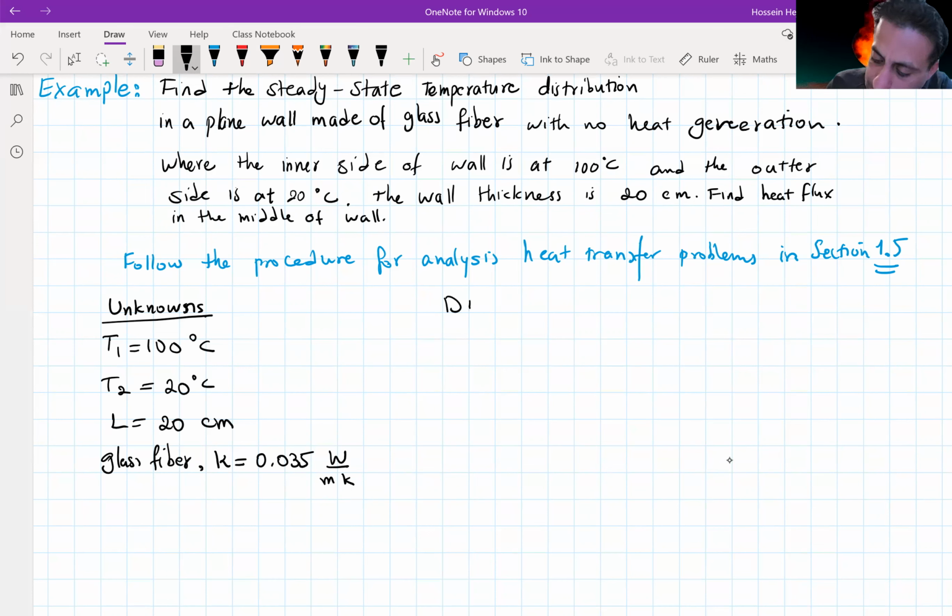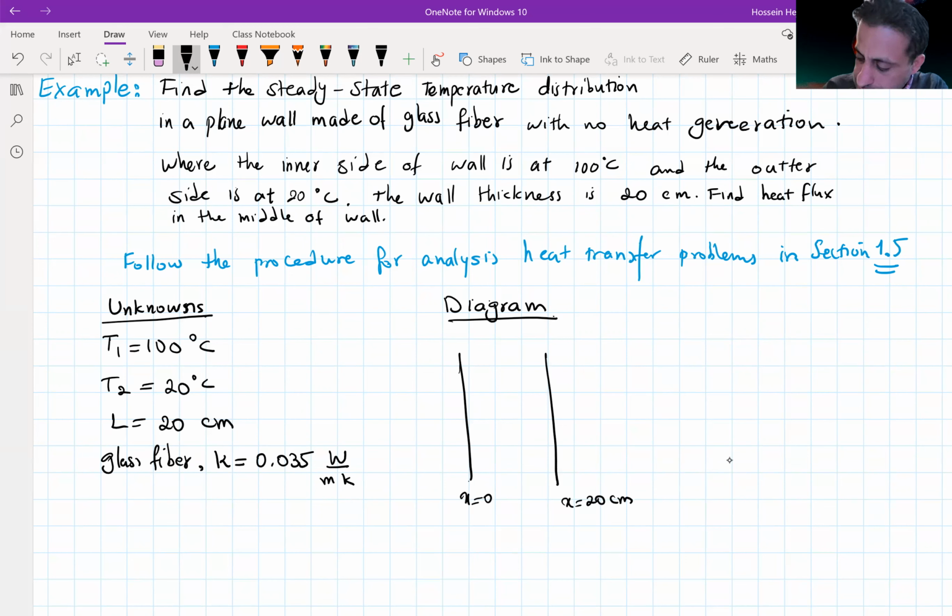Now, the other step is always to draw a diagram. That helps a lot for the problems we are going to look at. So we have a wall. This is x equal to 0. This is x equal to 20 centimeters, the thickness. The inner side is T1, which is 100 degrees C. The outer side, T2, is 20 degrees C.